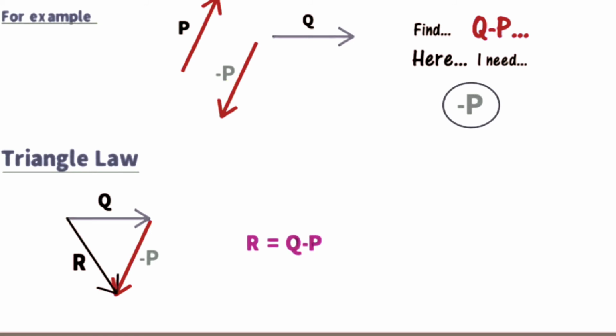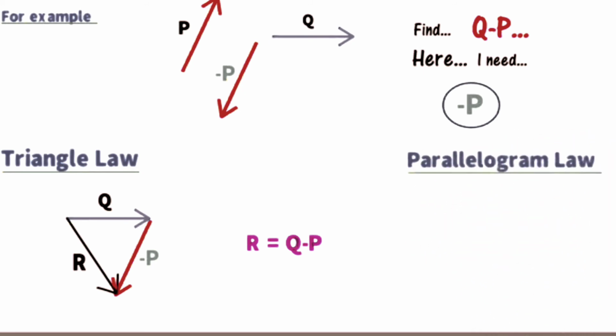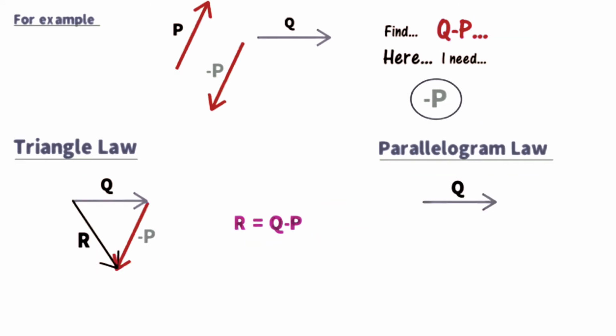Now to find q minus p using the parallelogram law, first of all, I will take the q vector, and then I will take the negative vector of p, and the tail of the negative vector of p will be joined with the tail of the vector q, and I am getting the resultant vector, and the resultant vector is giving me q minus p.